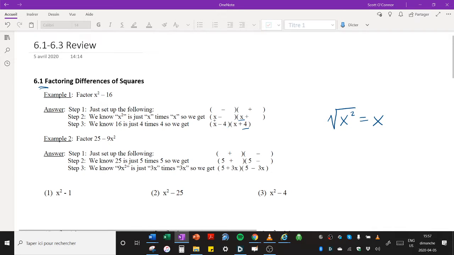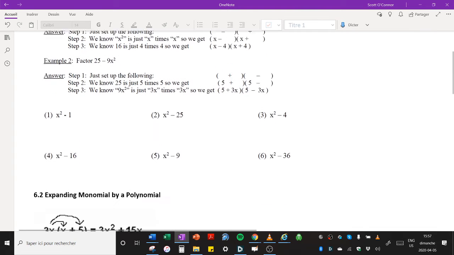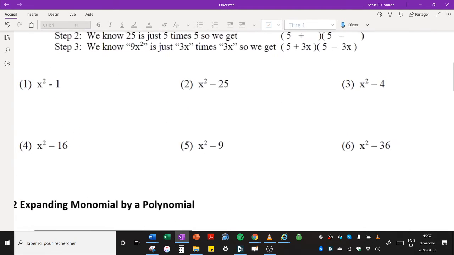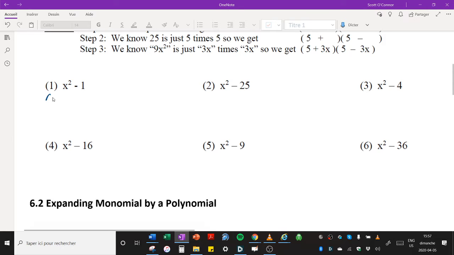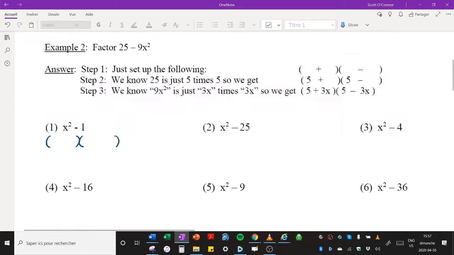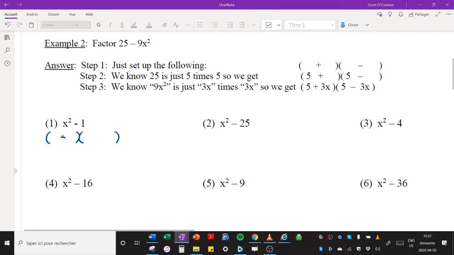Okay, so we'll just do a couple of examples like that together. We'll skip over that example here and let's just do these together. So you can see here, I set it up. I put my subtraction symbol, my addition symbol. Then if I square root x squared, I get x. So I know x times x, x, and x. And then if I were to square root 1, I would get 1. So x minus 1 times x plus 1. And now I have factored the difference of squares x squared minus 1.